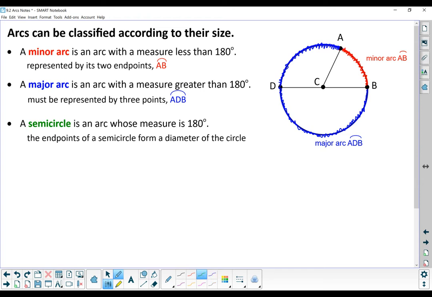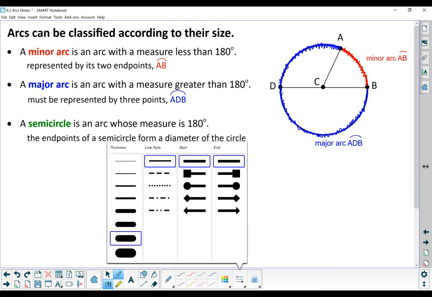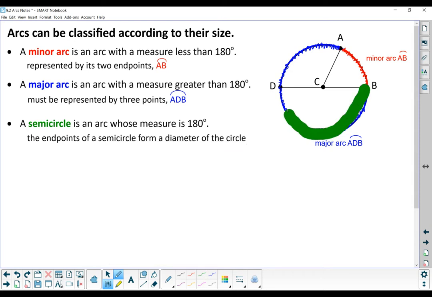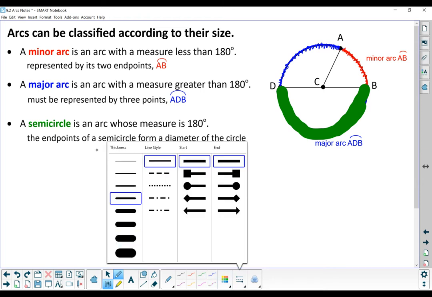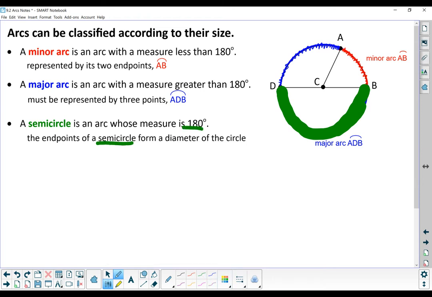We call an arc that is exactly 180 degrees a semicircle. So for example, if I had this arc from B to D, we call that a semicircle. And it is exactly 180. Half of a circle. A whole circle itself would, of course, be 360 degrees.